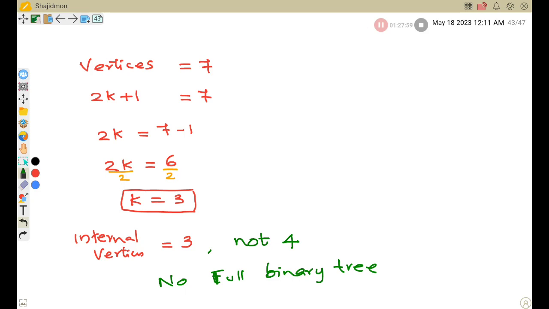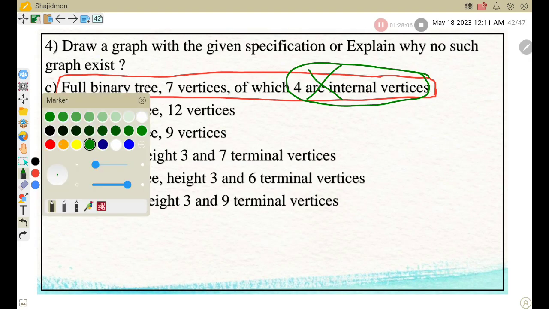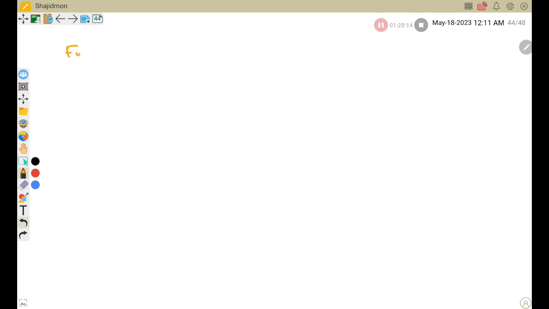Okay, that was part C of question 4. Now we will go to question number 4D. Full binary tree with 12 vertices, possible or not? This is question number 4D part. So we will check that one.